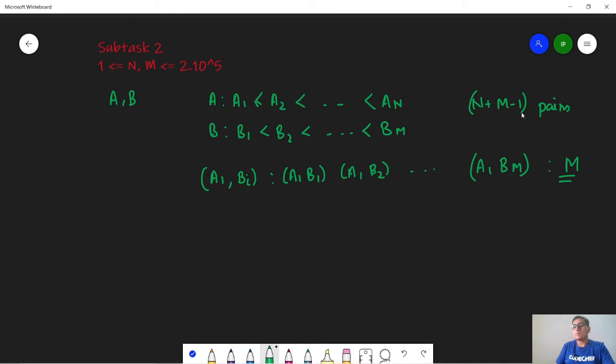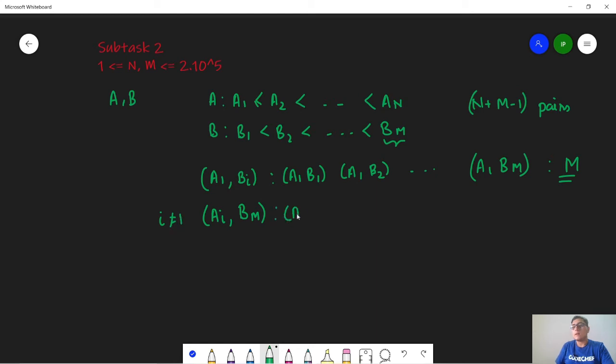Now for the remaining n minus 1 pairs, we will choose the largest value from B, which is B of m, and pair it with all the elements in A except A1. Why? Because we have already chosen this pair in the above-mentioned solution in the m pairs. The last element A1 BM is the same as pairing BM with A1. So now we will choose A of I and B of M where I is not equal to 1.